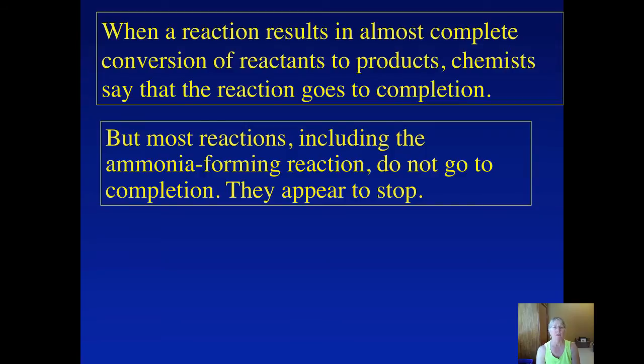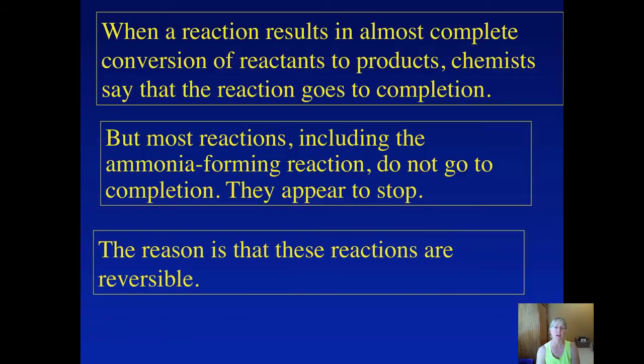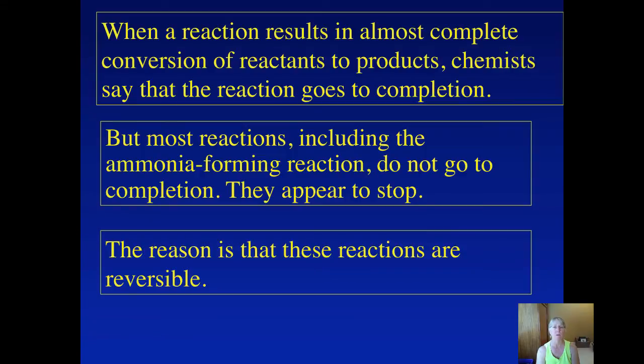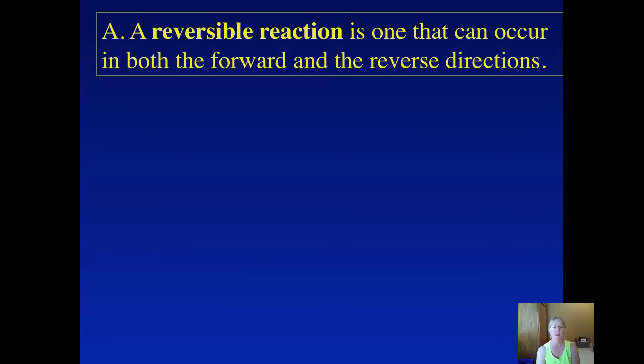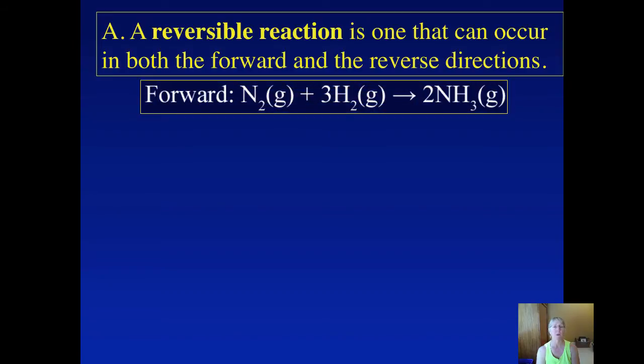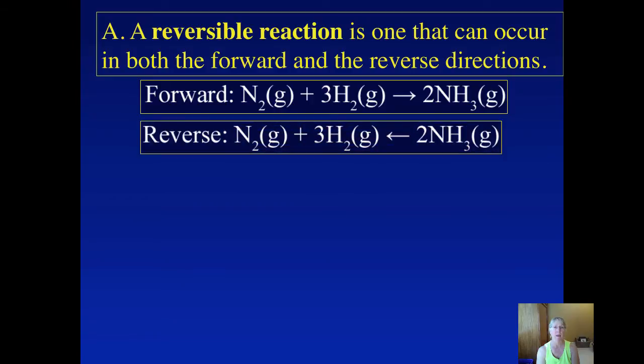A lot of reactions do have a one-way street. They go from left to right, boom, done. None of the original reactants are present. But a lot of reactions, like this Haber process, do not go to what we call completion. They seem to stop, but they're not really stopped because in actuality, they are reversible. And a reversible reaction is one that can occur in both the forward and the reverse directions. By default, we say forward is left to right, and we'll say reverse would be right to left.